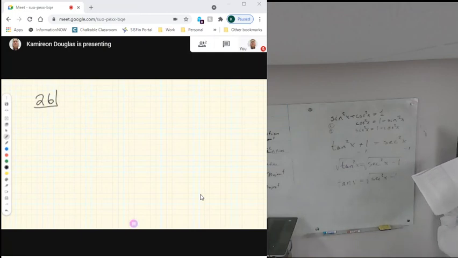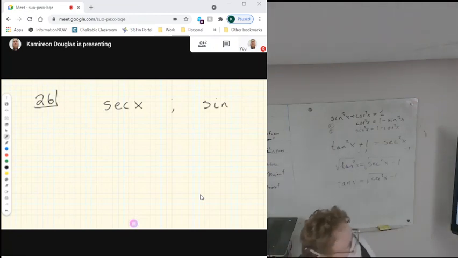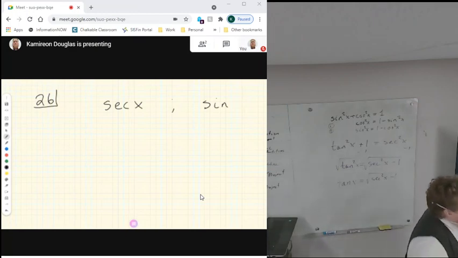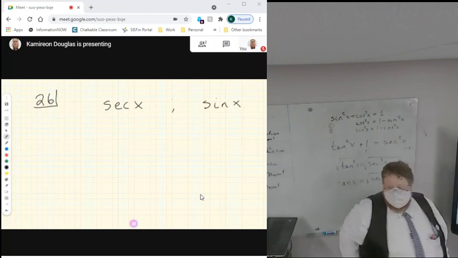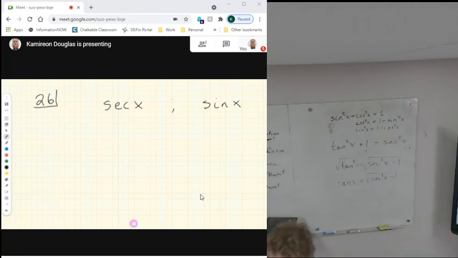We have here number 26. It states secant of x is the function we are starting with. We want to write it in terms of sine. Now, there are a few ways to do this. For this section, there are in fact a number of different ways for each one of the problems to rewrite them in a different way. If you simplify them down, they eventually all end up being the same answer. But there are a lot of different ways to do so.